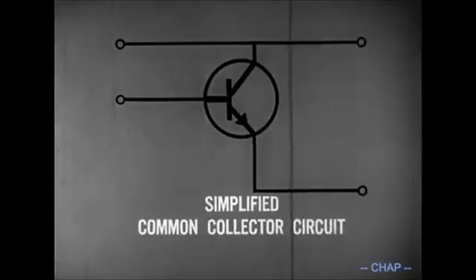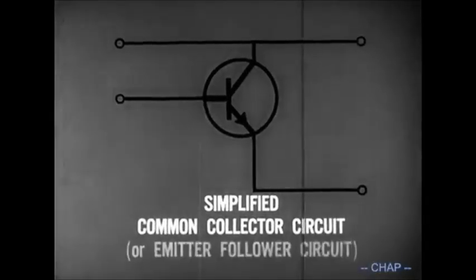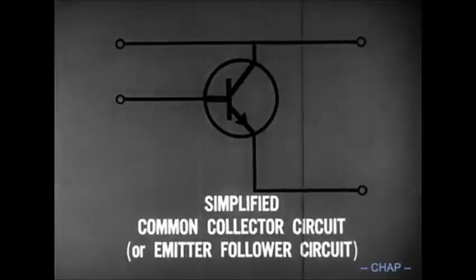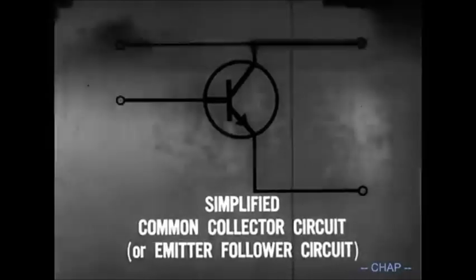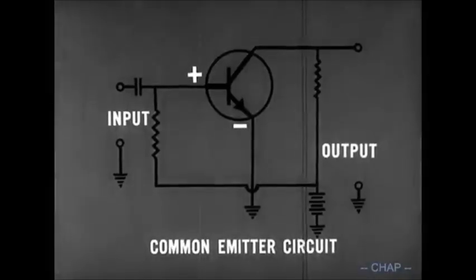The third basic configuration is the common collector circuit. It is sometimes referred to as the emitter follower circuit because it operates like the cathode follower vacuum tube circuit. To explain the operation of the common collector circuit, let's start with the common emitter circuit and rearrange it. The input is applied to the base circuit. The output is taken from the collector circuit.